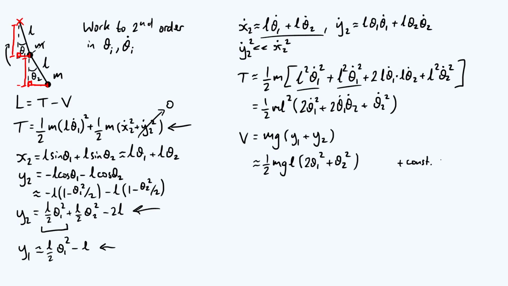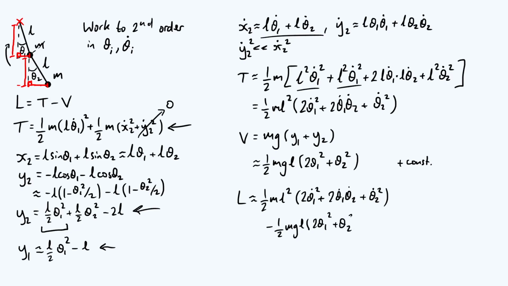And mathematically, what's going to happen is that when we differentiate the Lagrangian to get an equation of motion, the constant is going to disappear anyway. So we don't really have to care about what the value of that constant is. So anyway, putting all of that together, the Lagrangian is roughly 1/2 ml² times (2θ₁-dot² + 2 times the cross term θ₁-dot θ₂-dot + θ₂-dot²). And then subtracting all of the potential energy gets us minus 1/2 mgl (2θ₁² + θ₂²). So there is our second order Lagrangian.